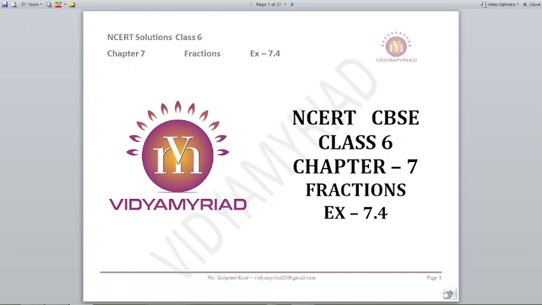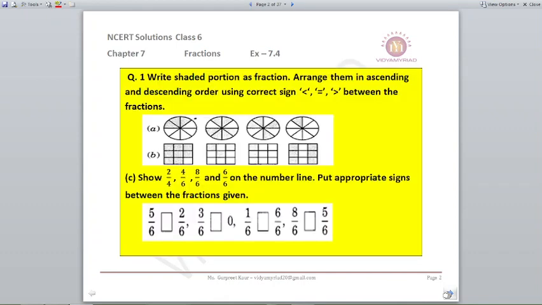This video is made for class 6 on chapter number 7 fractions, and today we are going to do exercise 7.4 from NCERT. Question number 1. Write shaded portion as fraction. Arrange them in ascending and descending order using their correct sign between the fractions. So let us see the first figure.